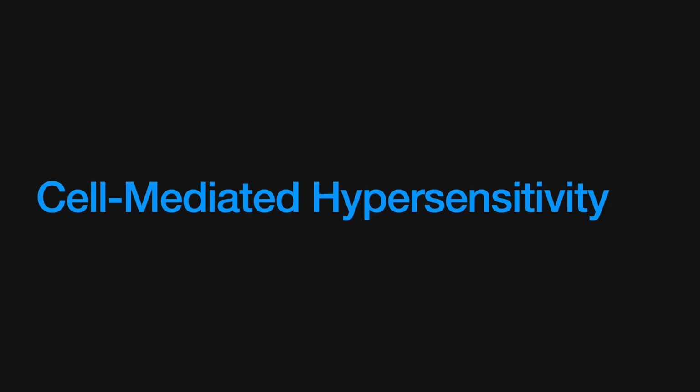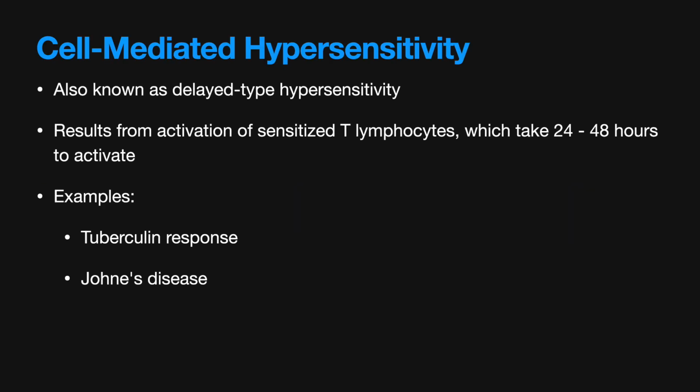Finally, we have cell-mediated hypersensitivity, or type 4 hypersensitivity. This condition is also called delayed type hypersensitivity, due to activation of sensitized T lymphocytes as its core feature. This is because these T lymphocytes take around 24 to 48 hours to fully activate.